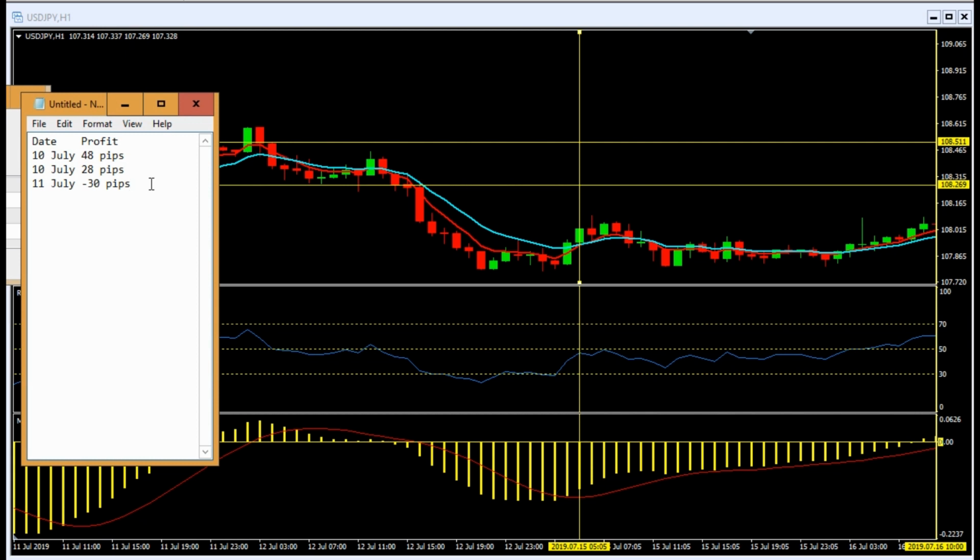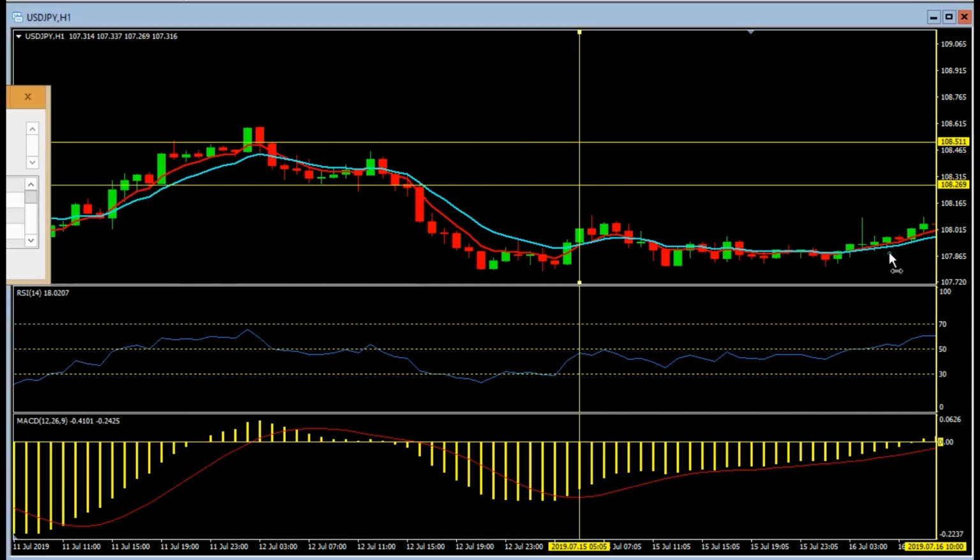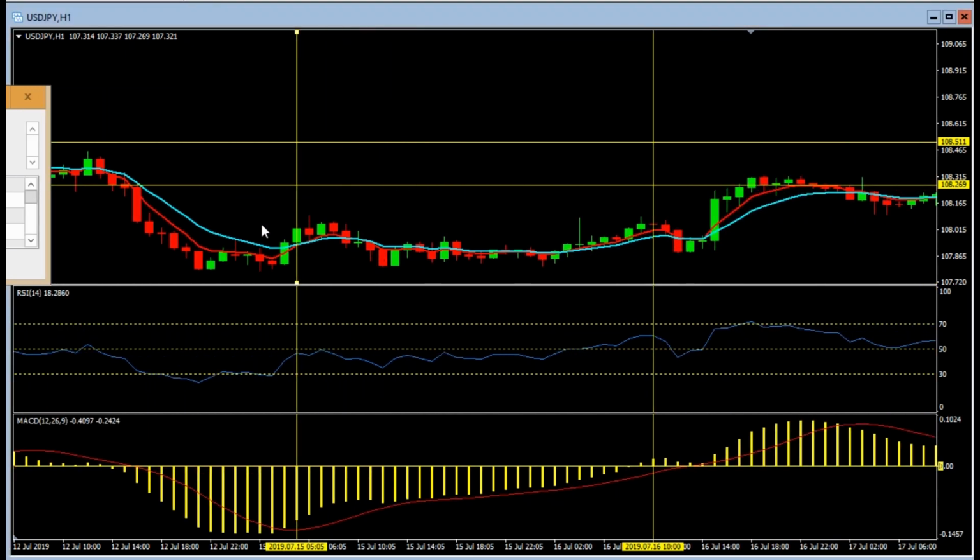and our profit is going to be, it was on the 14th July. Profit was 48 pips. Okay, next we get, there is no, you can see all is consolidating, right? So the entire day the market was consolidating.